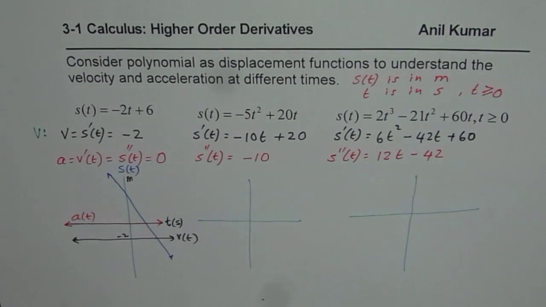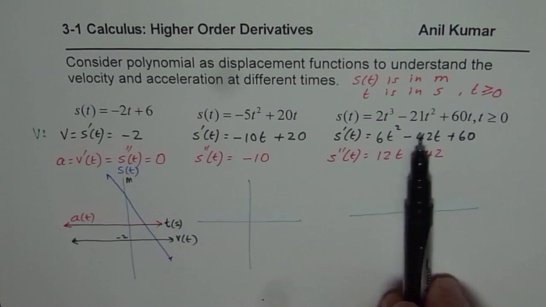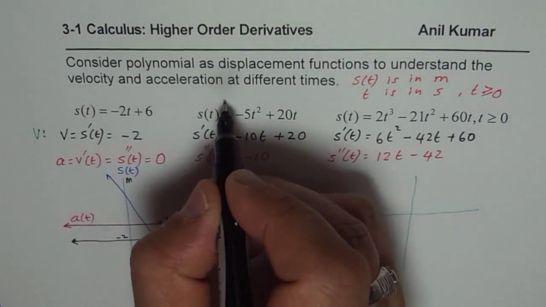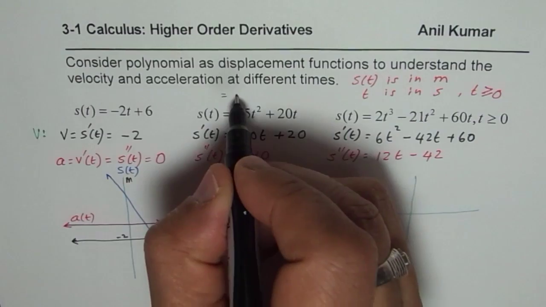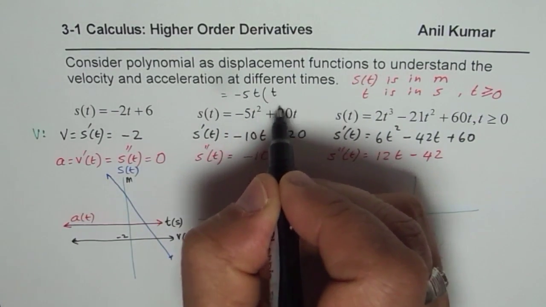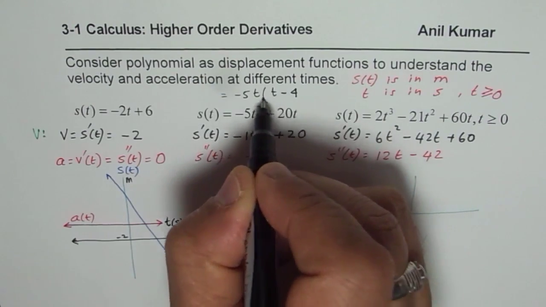So that is how the graphs will look, correct? Now the second function you should sketch, you could actually factor this to sketch, right? These ones could be easily factored. That's the whole idea of taking them. So this one, just factor it. You could write this as, you could take minus 5t as a factor. So you get t minus 4t.